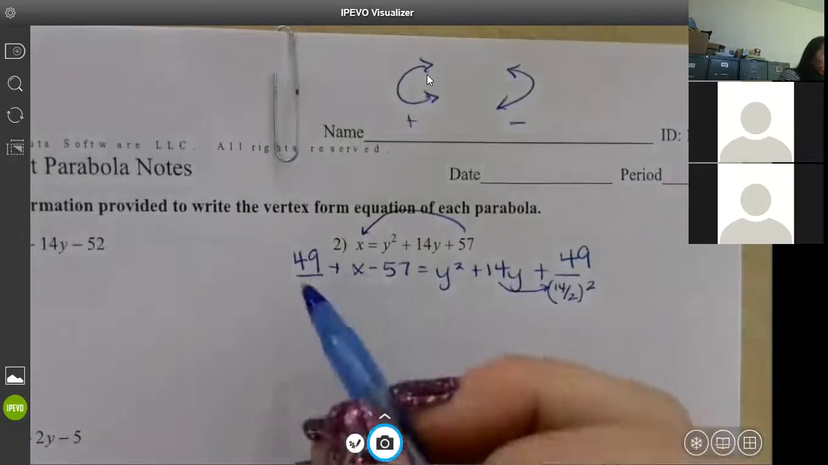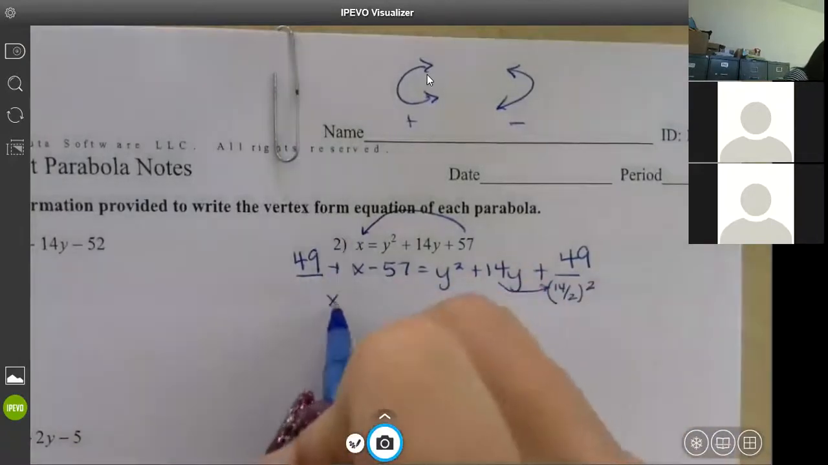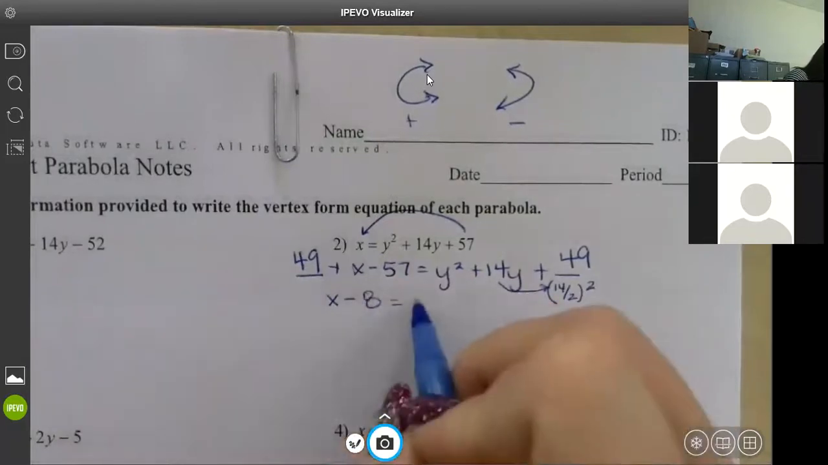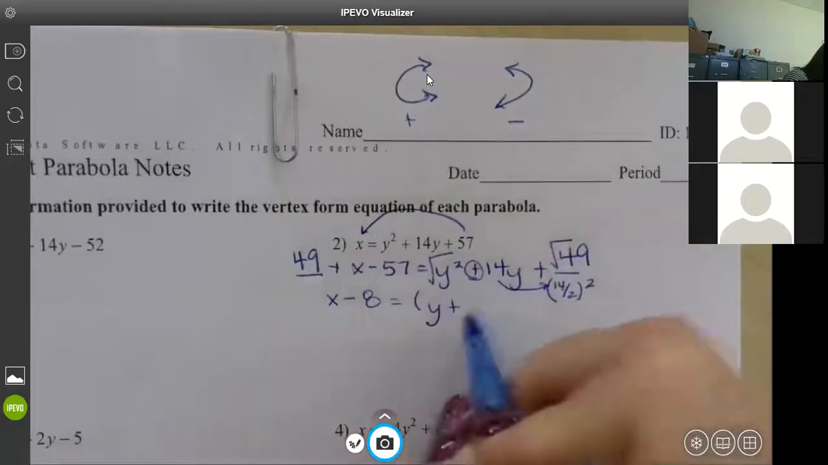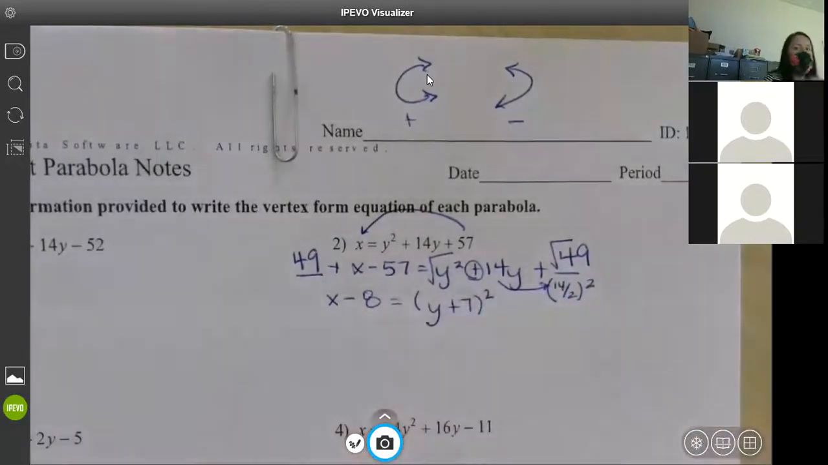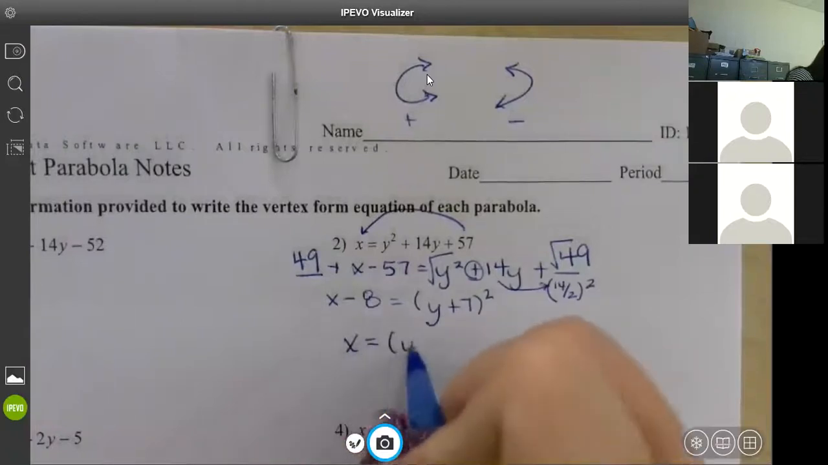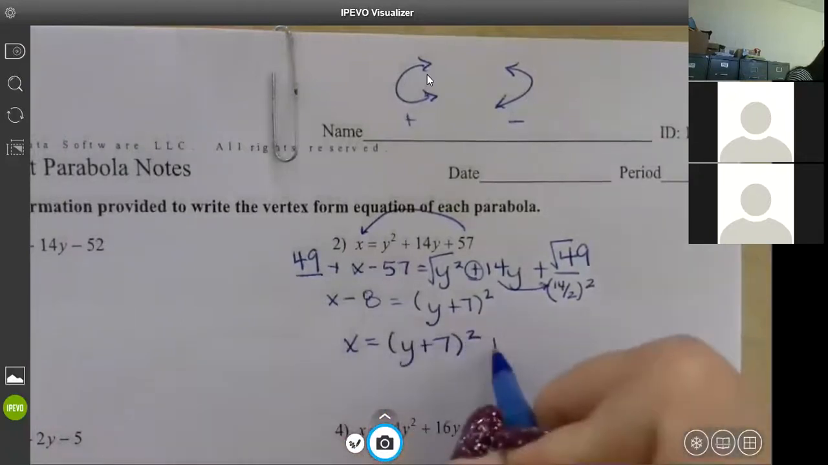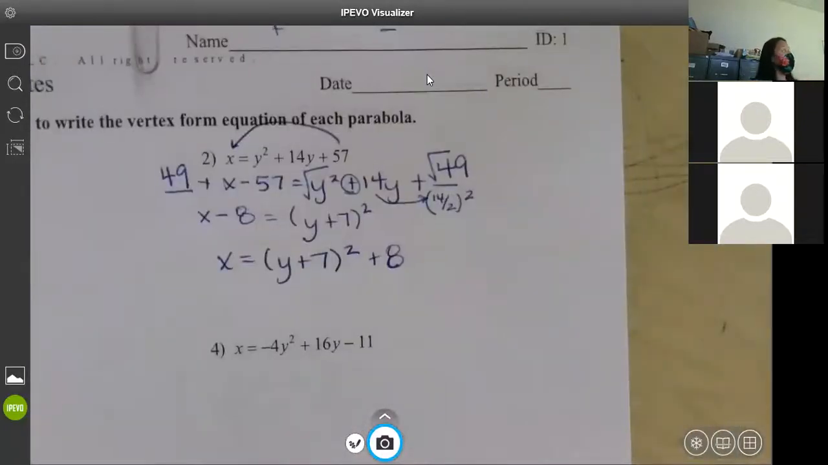Clean it up. What is 49 minus 57? And then this will change into y plus or minus the square root, square root of 7 squared. Same thing we've been doing, nothing different, right? Okay. And then what's our last step? Add the 8 back over. Add the 8. So y plus 7 squared and add the 8 over.